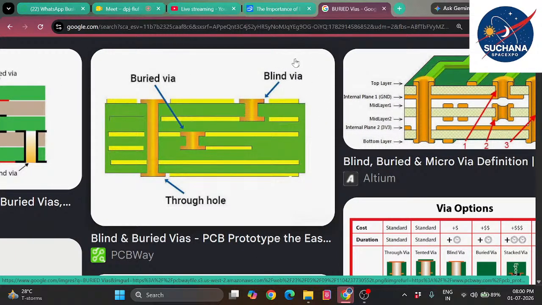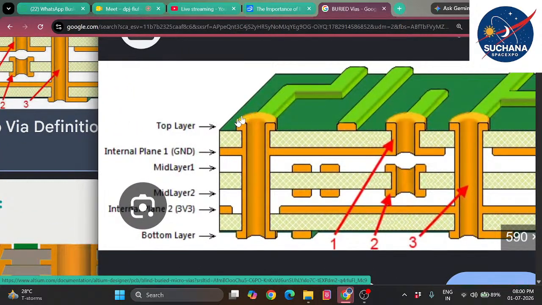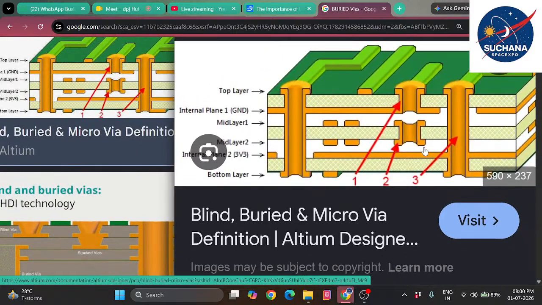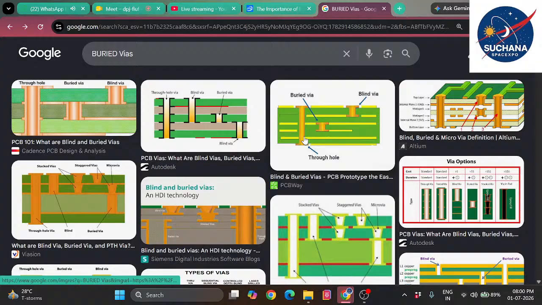Here we have one more image showing the different kinds of vias. This is the top layer. These are the copper traces, and these vias are connected to the copper traces. Now we have some other inner layer. With the help of the internal plane, this via came all the way up to another via over here, and again one more connection arises over here. So these are the different kinds of vias, like the plated through hole.